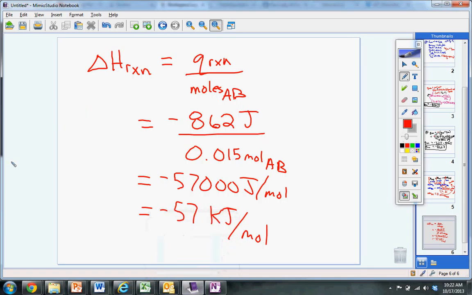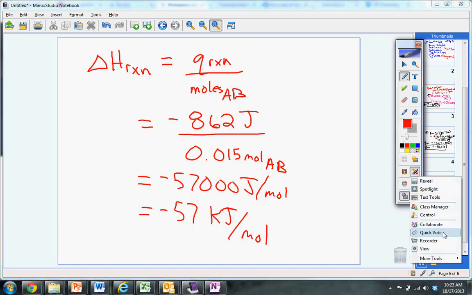So it's not complicated if you can decipher the text. It's the same as every AP question. If you can decipher what it's saying and just get it out to usable units, you should be fine. So negative 57 kilojoules per mole. All right, let's take a look at our data tables. Let me just do a quick save on this.